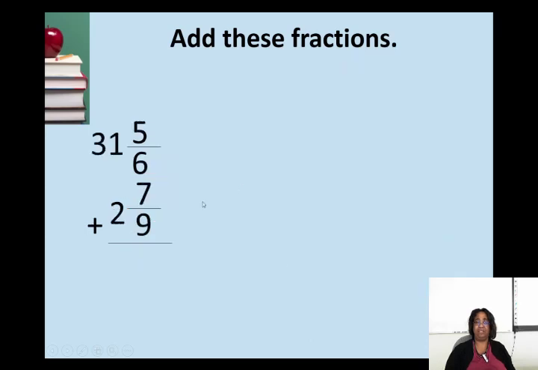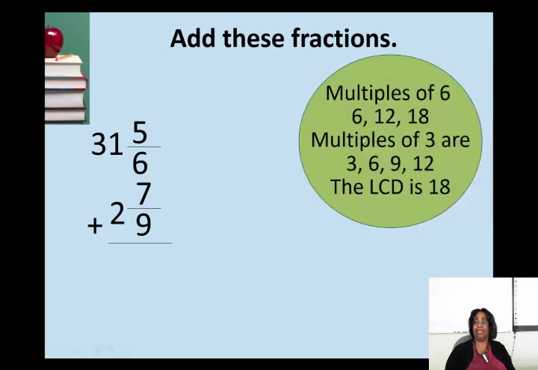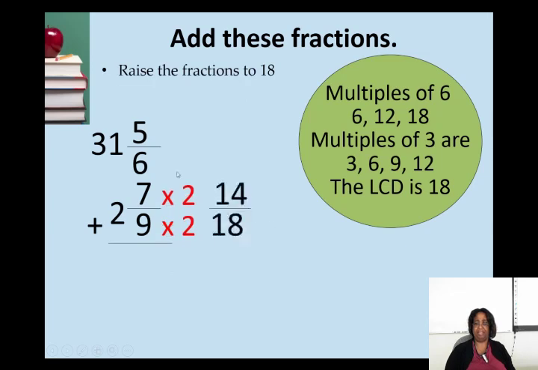What's the LCD for 6 and 9? 18, right? 6, 18. Yeah. So we're going to raise both of these to 18. On the bottom, we're going to multiply by 2 to get 14 over 18. And on top, we're going to multiply by 3 to get 15 over 18. When I add these together, I get 29 over 18.